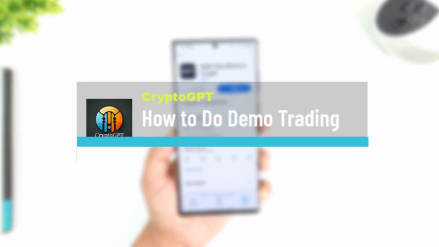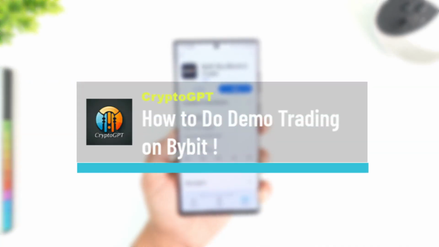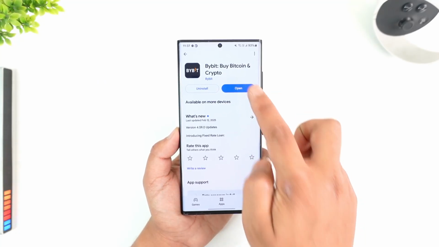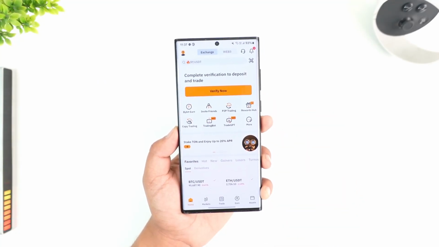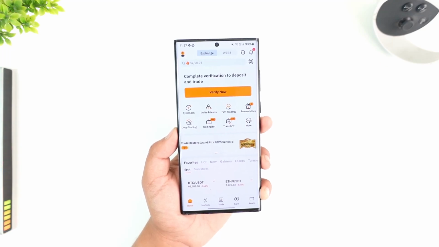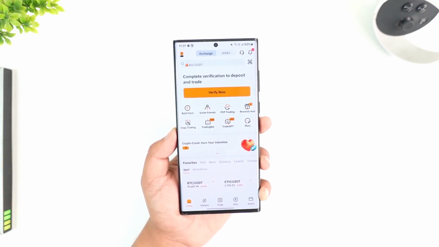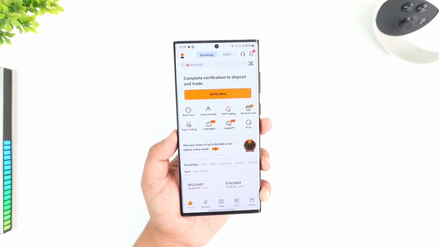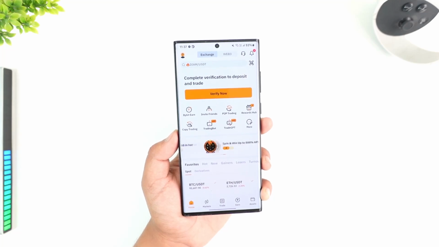How to do demo trading on Bybit. Before we get started with demo trading, it is important to understand what demo trading is all about. Now, if you are a beginner, it is recommended to do demo trading first before you head to the live market. So demo trading refers to practicing trading on a simulated market using virtual money.